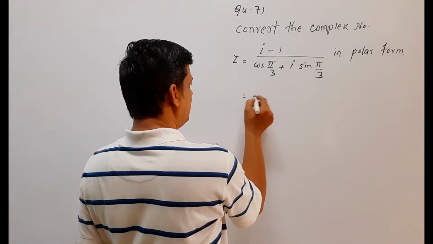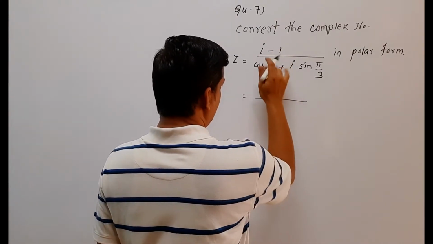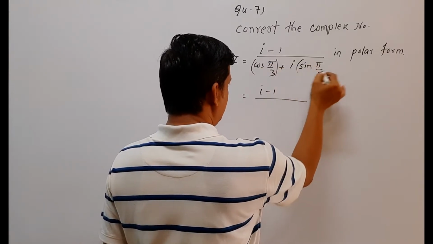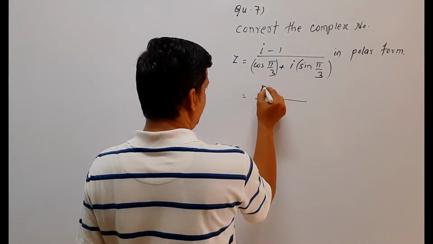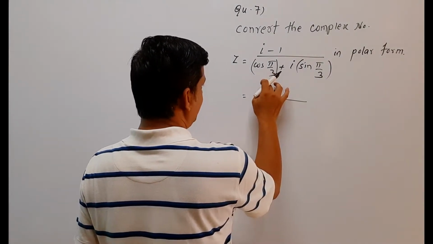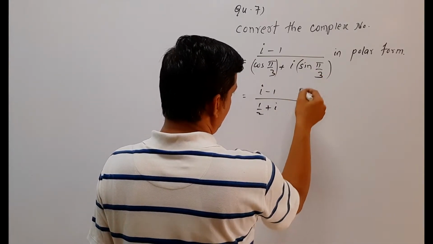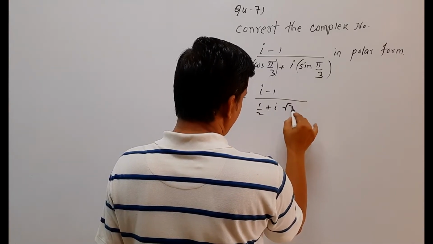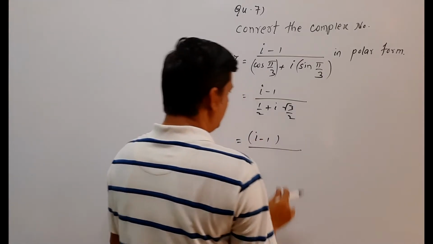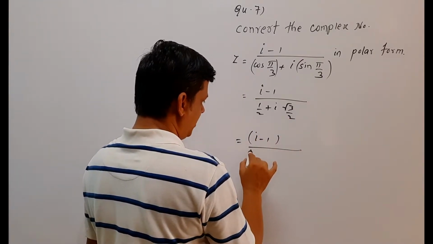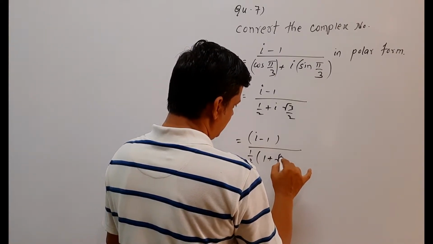So for that we write this (i minus 1) upon, we write the value of cos pi by 3 and the value of sin pi by 3. So first we write the numerator as it is, upon cos pi by 3, which is 1 by 2, plus i sin pi by 3, which is root 3 by 2. So we write this as (i minus 1) upon, we can take 1 by 2 common from here, so 1 by 2 in bracket (1 plus root 3 i).